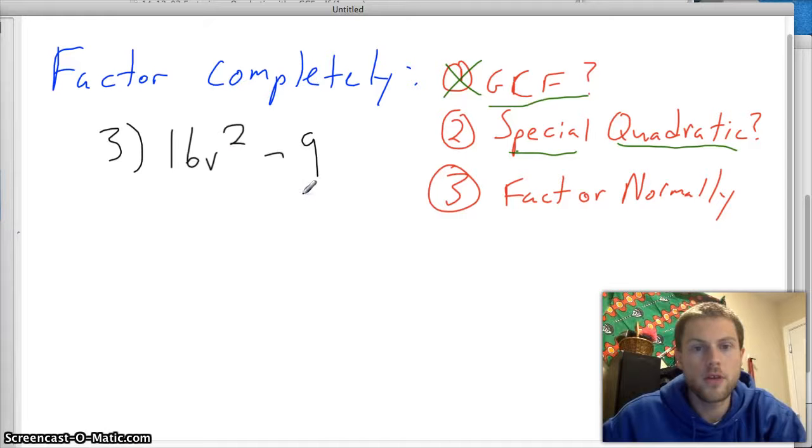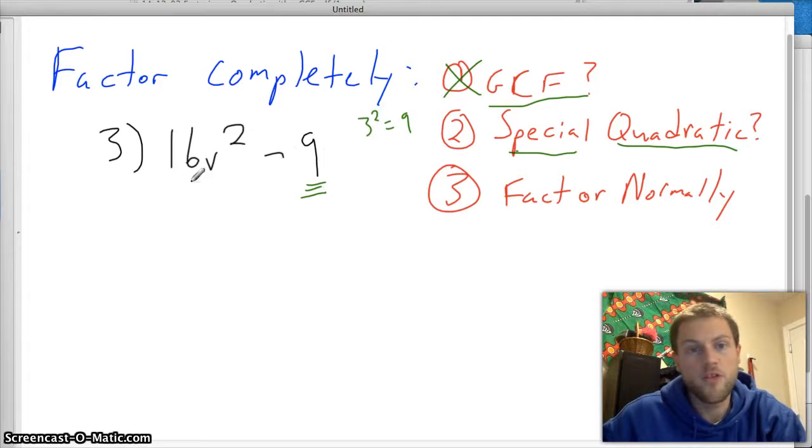And really, the tip-off is to look at your C term, and I want to see if that C term is a perfect square. And it looks like it is. 9 is a perfect square. 9 is equal to 3 squared. So this is looking like it could be a special quadratic.